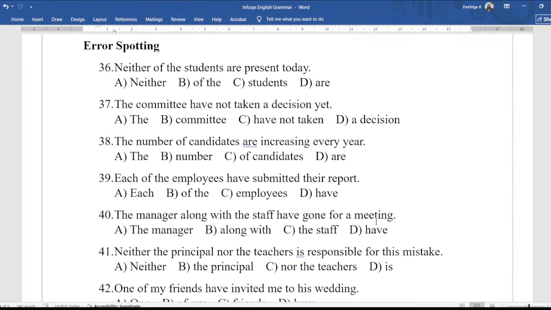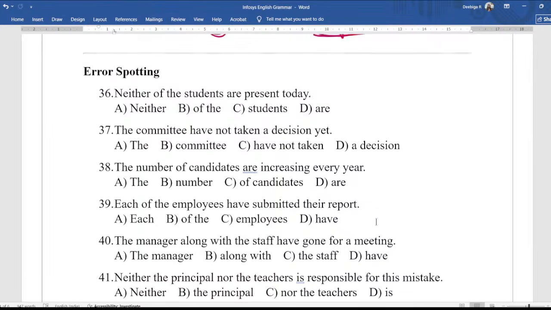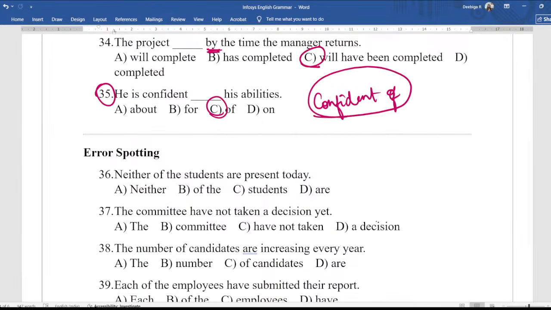Okay. Error spotting. Let's solve the questions one by one. Let me just take 4 questions. Neither of the students are present today. We have to find what is wrong in this. Neither of the students is pretty correct, because we are talking about a collection of students. And then are present today. When you talk about neither of the students, we're talking about no one literally, and no one is singular, not plural. So we'll use neither of the students is present today. So the correct answer is option D, which is the wrong part.